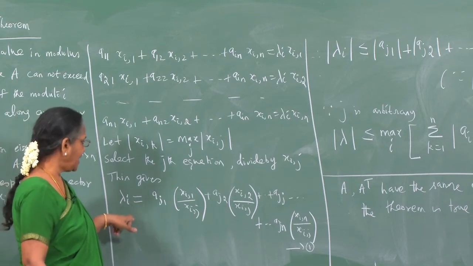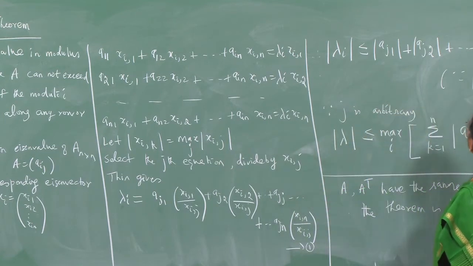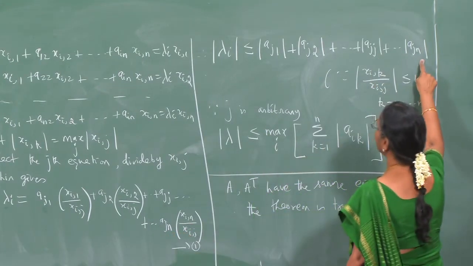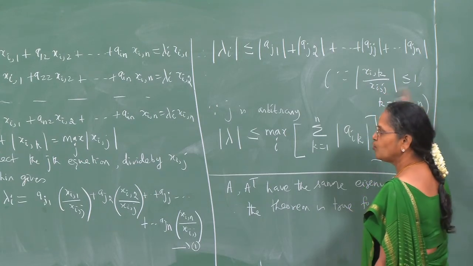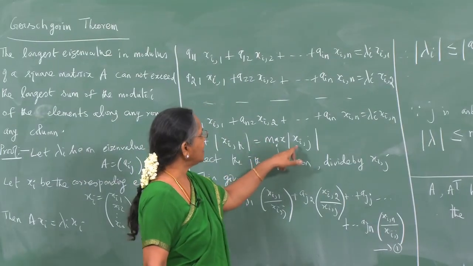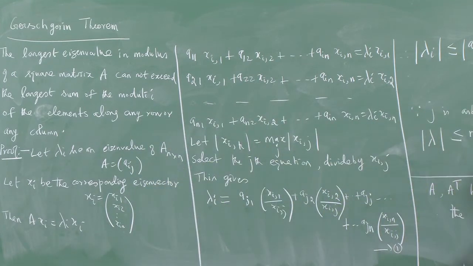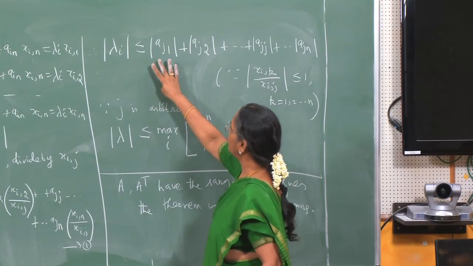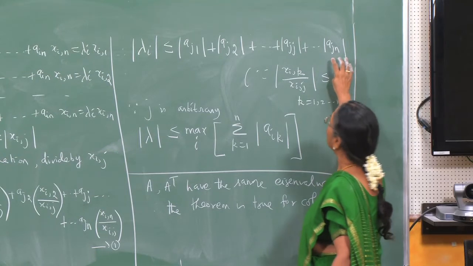So, if I take the absolute value on both sides, then mod lambda I will be less than or equal to mod aj1 plus mod aj2 plus etc. plus mod ajj plus etc. plus mod ajn. Why? Modulus of xik by xij is less than or equal to 1. Why? Xik in absolute value is the maximum of modulus of xij, and therefore modulus of xik by xij in absolute value is less than or equal to 1, and therefore mod lambda I is less than or equal to mod aj1 plus mod aj2 etc. plus mod ajn.